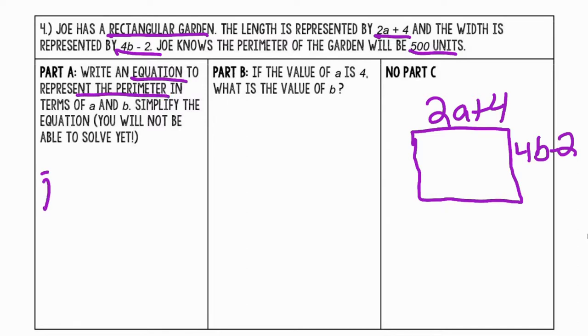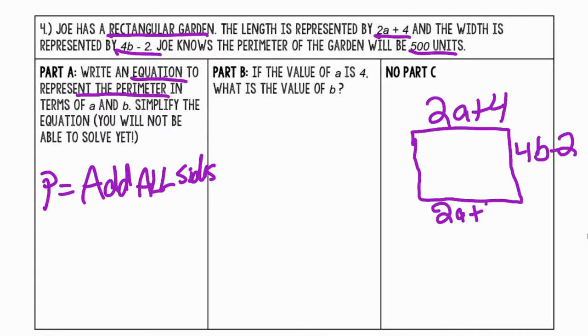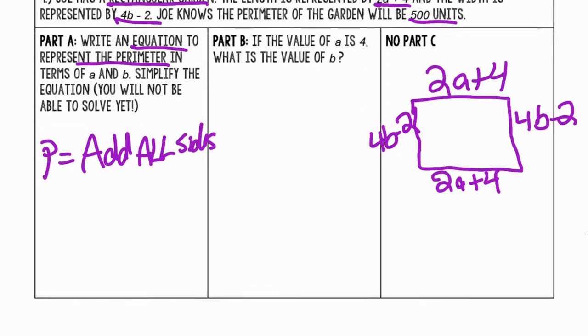So I know that perimeter equals, how do I find perimeter of any shape? I don't care if it's a rectangle, square, I don't care what it is, any shape. We just need to add up all your sides. So remember, you guys tend to only add up 2 sides. So what do I do in order to remember to add up all my sides? I always label all my sides. That way I'm going to remember to actually add up my sides.